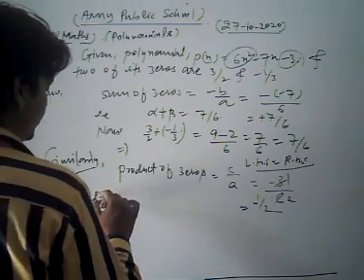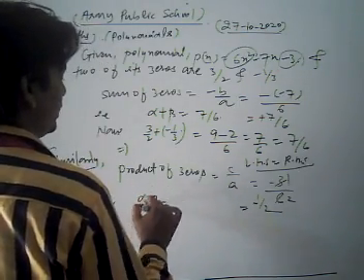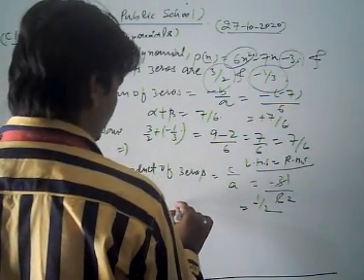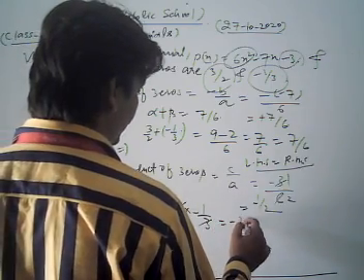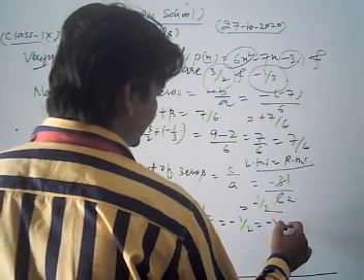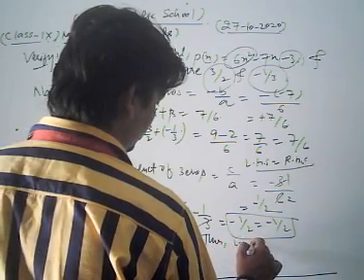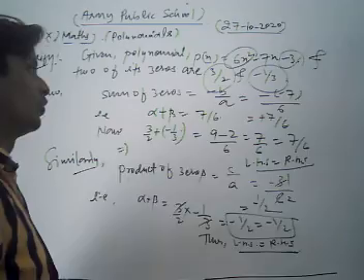That is, product of zeros means alpha into beta. Now we put the values of alpha and beta, 3 by 2 and minus 1 by 3. So 3 by 2 into minus 1 by 3, the 3s cancel each other, so we get minus 1 by 2, which is equal to minus 1 by 2. Thus LHS is equal to RHS.